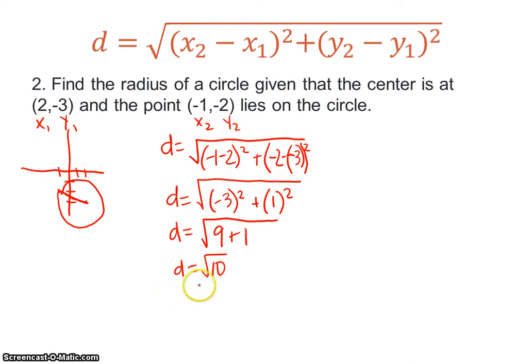Now, we're going to leave this in simplest radical form, and we cannot simplify the square root of 10 anymore without going into a decimal and getting rid of our radical. So our radius is just the square root of 10.